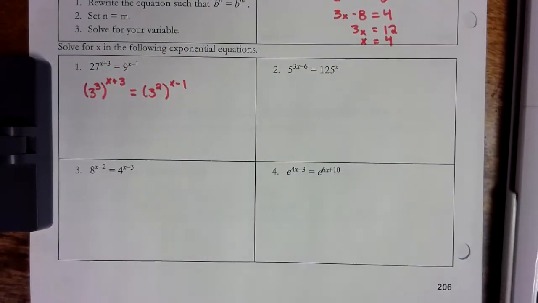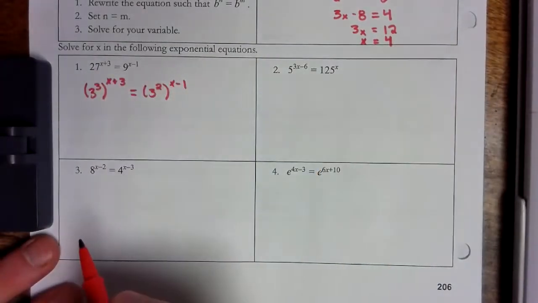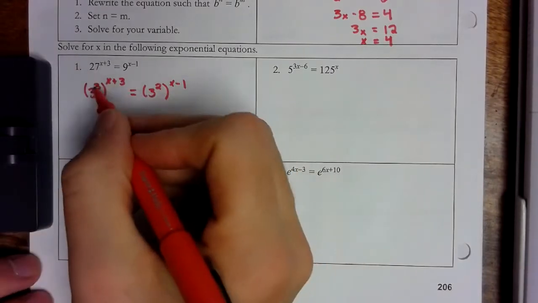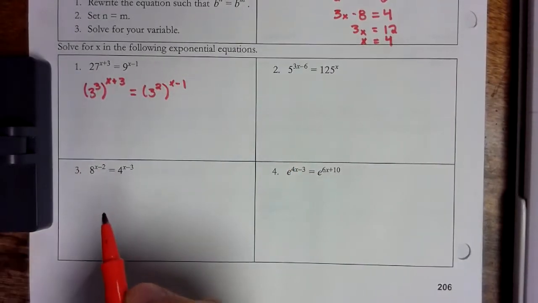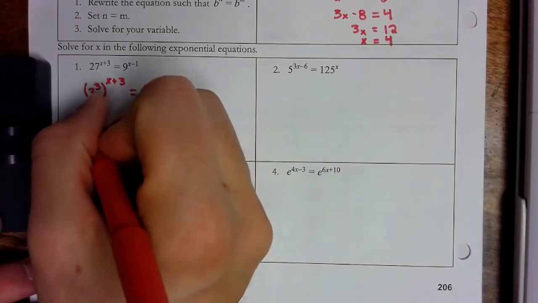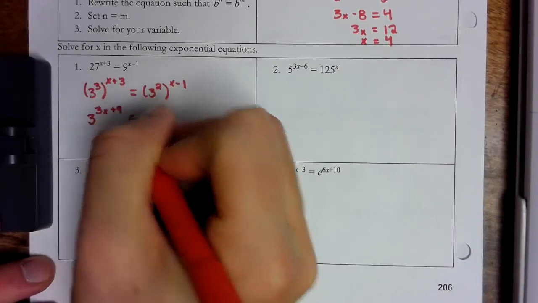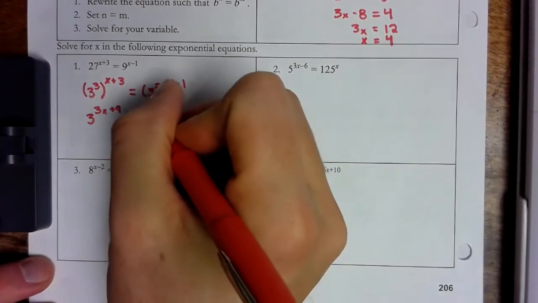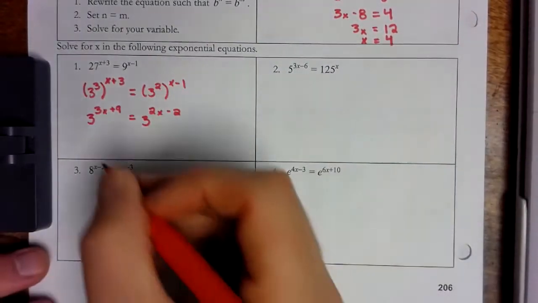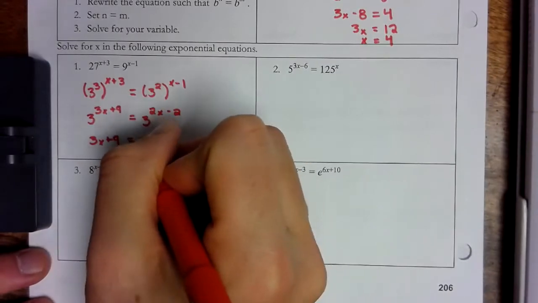Well, a couple lessons ago, we talked about our exponent rules, that if we have an exponent raised to another exponent, I need to multiply. So I'm having to multiply 3 times x plus 3, which means I need to distribute the 3 to the x and the 3. So this is really 3 times 3x plus 9 after multiplying. And this is really 3 times 2x minus 2.